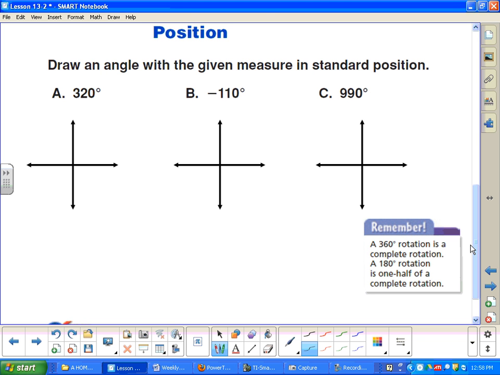Okay? So this says a positive 320, which means I'm going to go counterclockwise. So I'm going to start here. Here's my initial side of my angle. And I'm going to go counterclockwise. So 320, how far is that from this positive x-axis again? All the way around is 360, so that's 40, which is a little bit less than 45, excuse me. So when I draw my angle then, I'm going around this way, and I should be just a little bit past halfway here.